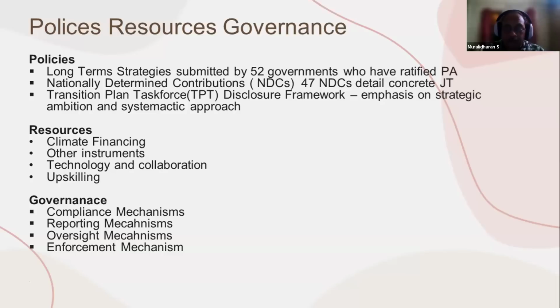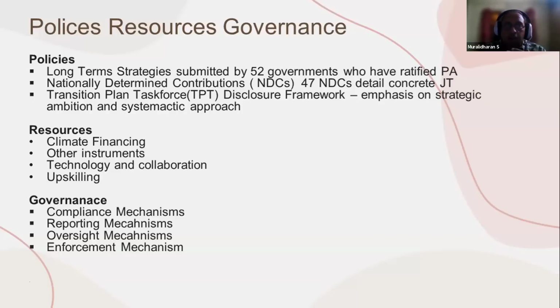Technology and collaboration is very important. People who don't have technology, for example, carbon capture and storage. If we don't have the technology, Denmark and Norway are pioneers in this carbon capture, and they have already implemented it and are showcasing the success of carbon capture and storage. So technology collaboration becomes very important. Upskilling, no doubt, becomes very important.